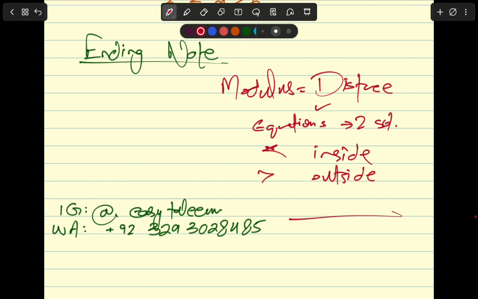Most students learn a method, very few understand why they are dividing in the first place. Once you understand that, factor theorem becomes significantly easier.